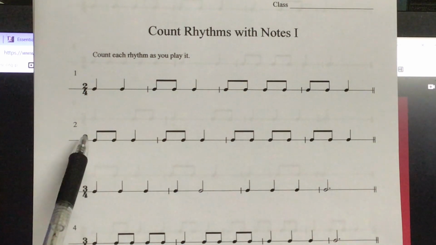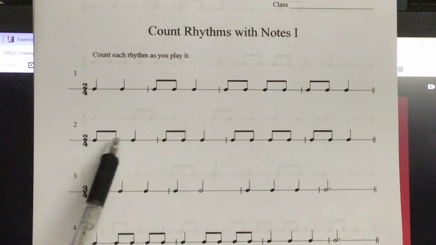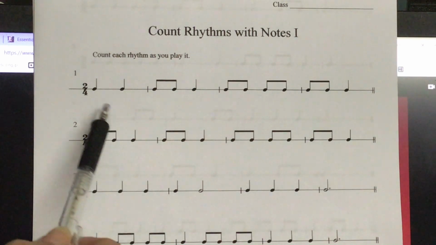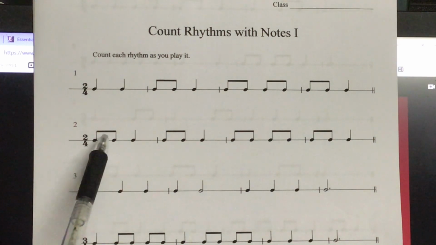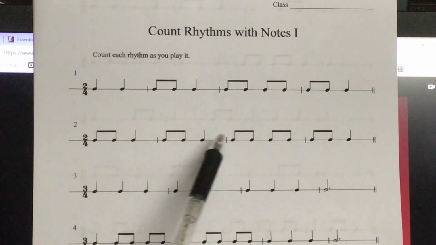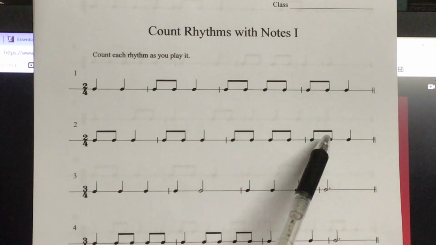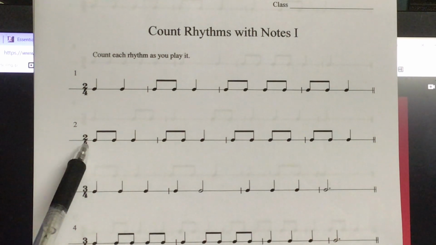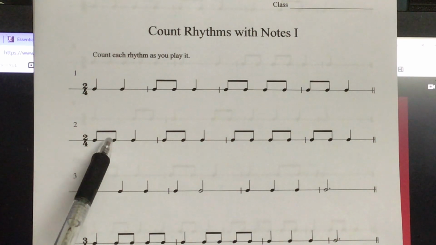And I forgot to tell you, this is the way we count it. Every time you come to the bar line, you start again at 1. So for example, 1 and 2, then it's the bar line, so we start again. 1 and 2, 1 and 2, and 1 and 2. So the eighth note gets a number, and then the upbeat gets the "and."